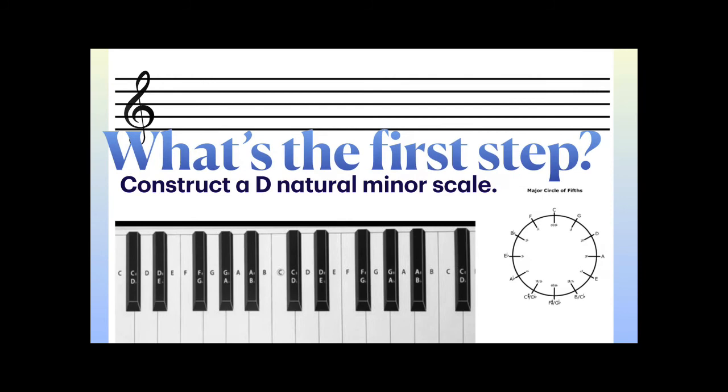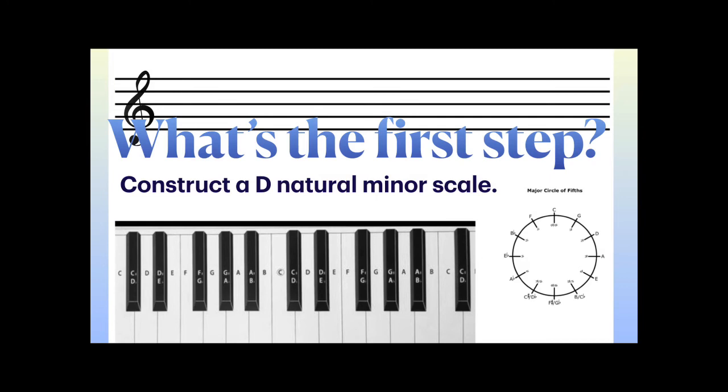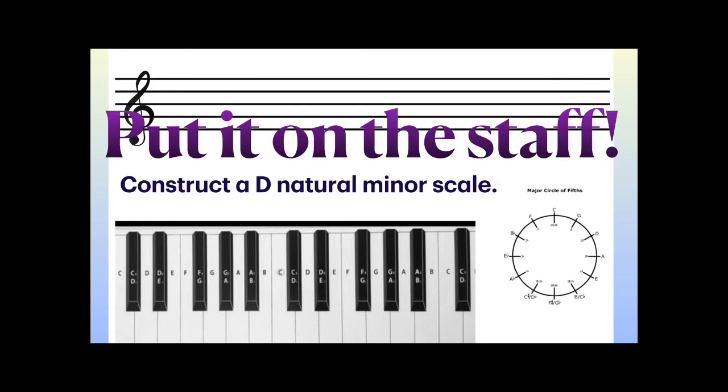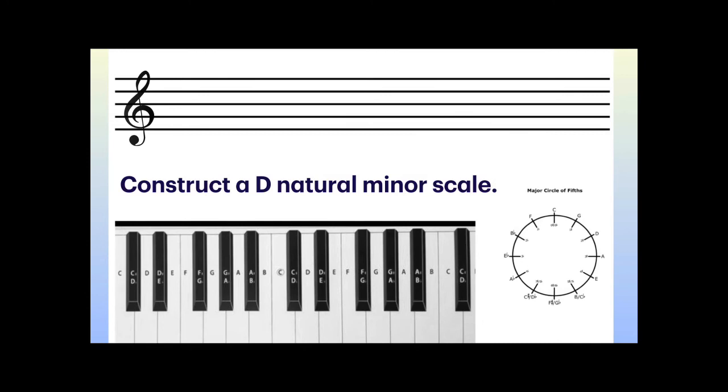Now it's time to construct a D natural minor scale, and I promise this is the only time I'll ask you this question today. What's the first step? Put it on the staff. So we'll start with a D. We're going to write from a D to a D on our staff. It's very important that you start with this. If you start by finding the relative major, you might end up choosing the wrong tonic.